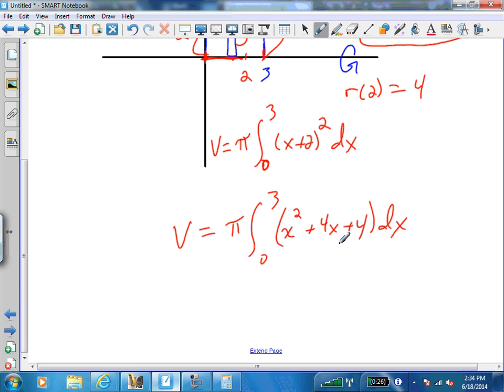Then to integrate that, that's just a polynomial, so we integrate each one. The integral of that is x cubed over 3. For x squared over 2, which is 2x squared. The 4 picks up an x. And we're going to evaluate that from 0 to 3.